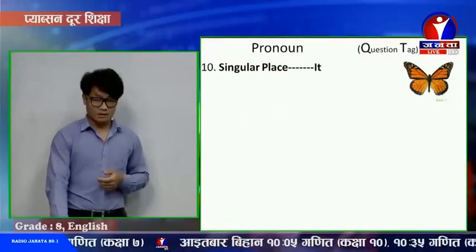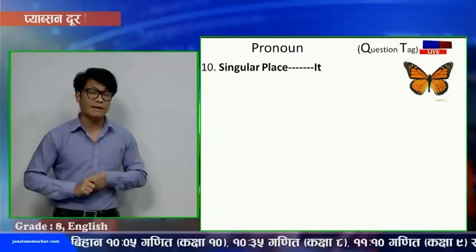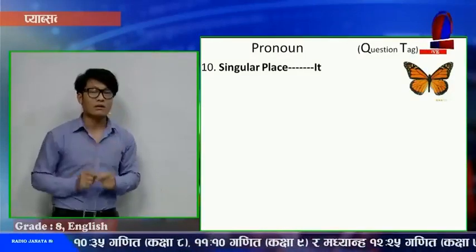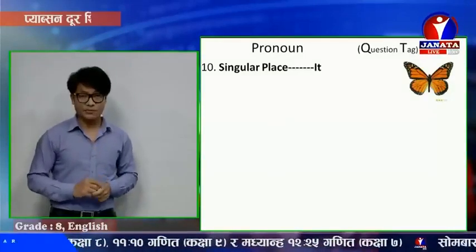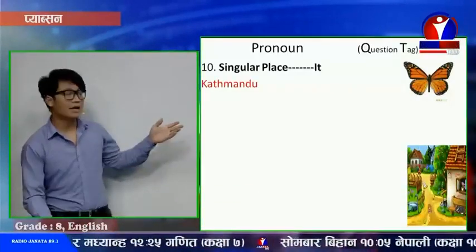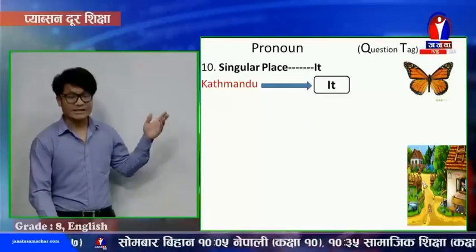Still we are learning how to change all the nouns into pronouns. Next is a singular place. If there's a name of a place and that name is singular, then we use the pronoun it. Like you can see the example Kathmandu. Kathmandu is a singular name of a place, so we use the pronoun it.